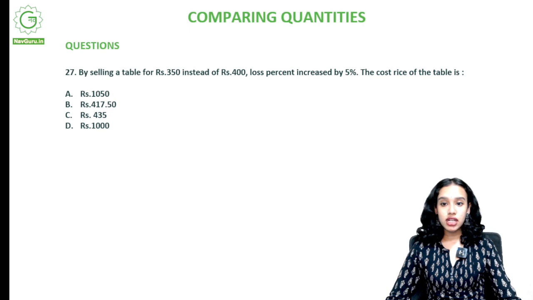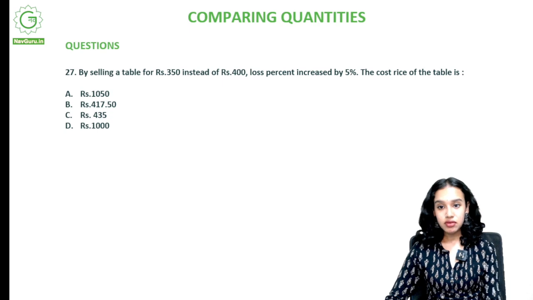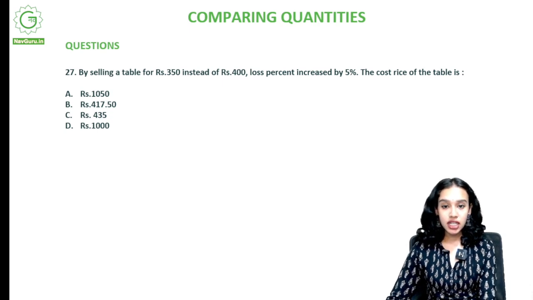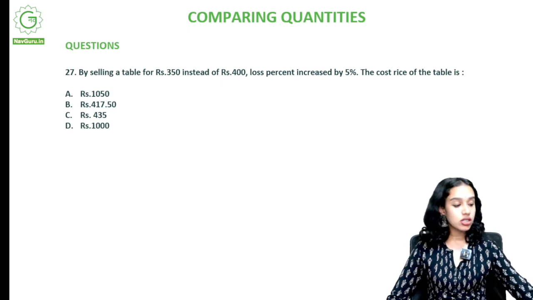Now, moving on to the next question. By selling a table for rupees 350 instead of rupees 400, loss percent is increased by 5%. The cost price of the table is. So, instead of selling a table for rupees 400, we are selling this table for rupees 350. So, what is the loss? Then the loss percentage is increased by 5%. Now, we have to find the cost price of the table. So, what is loss percent?